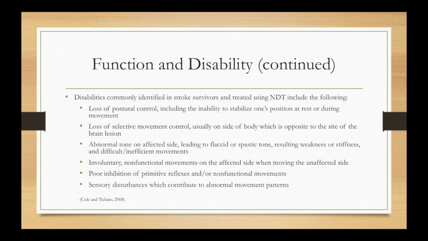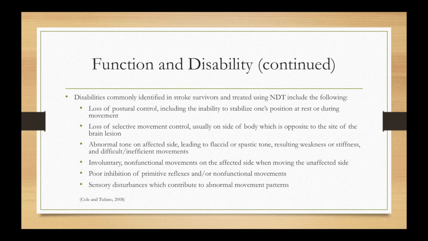Some disabilities commonly identified in stroke survivors and treated using NDT include loss of postural control, including the inability to stabilize one's position at rest or during movement. An example of this would be a client with hemiplegia following a stroke, who may be unable to shift their weight while standing and may lack the necessary equilibrium responses to maintain their balance.